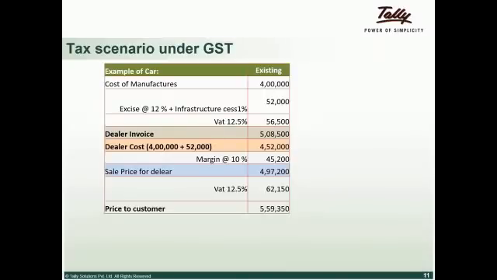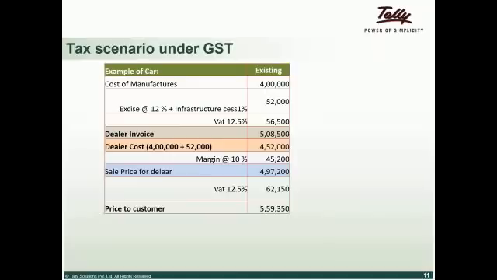Now under this current scenario, what is going to be the dealer cost? The dealer cost is going to be the base cost, which is 4 lakh rupees, plus 52,000 rupees of this excise duty and infrastructure cess that is paid. Since he cannot claim input tax credit, it gets added to the cost.